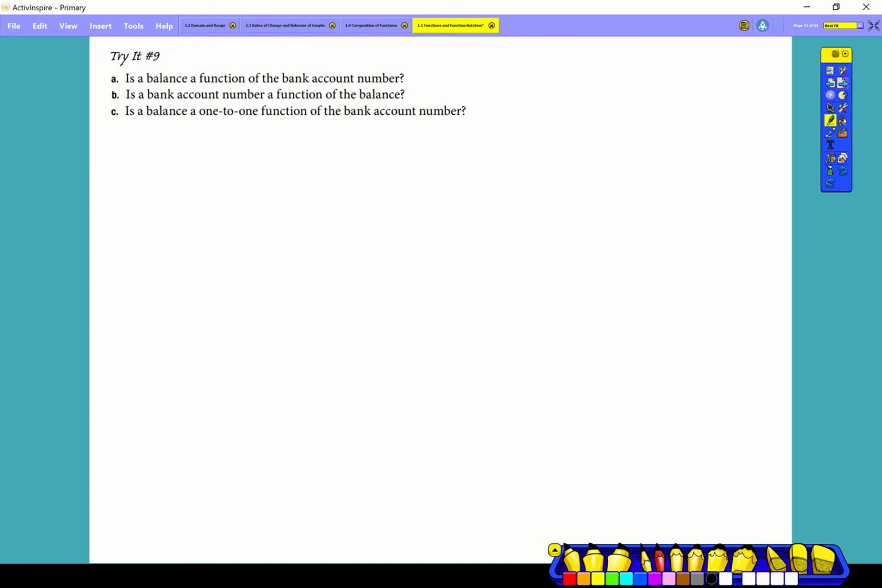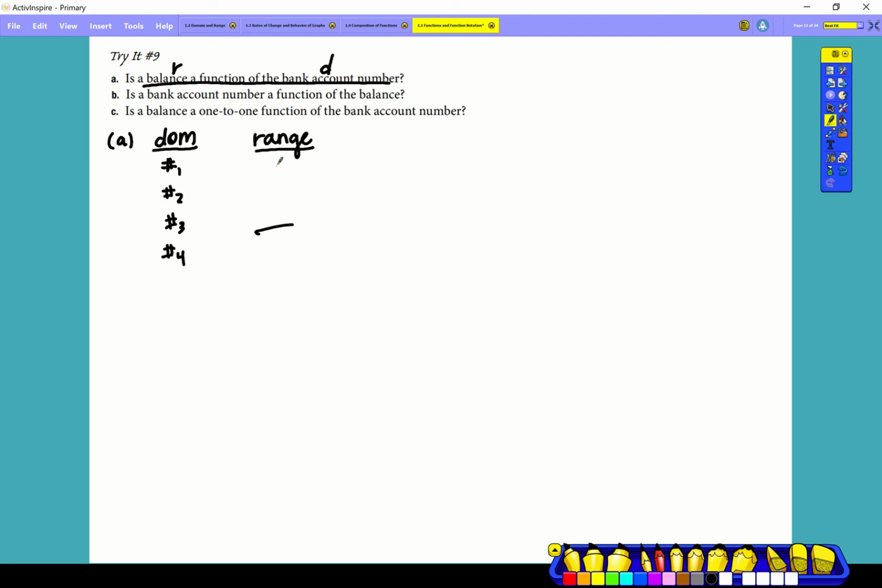So here, we're going to do this one. Is a balance a function of the bank account number? So remember, the bank account number becomes the domain, the balance becomes the range. So let's say we have, for the domain, and then we have range. So let's say we have bank account numbers. Number 1, number 2, number 3, number 4, because that's our domain.